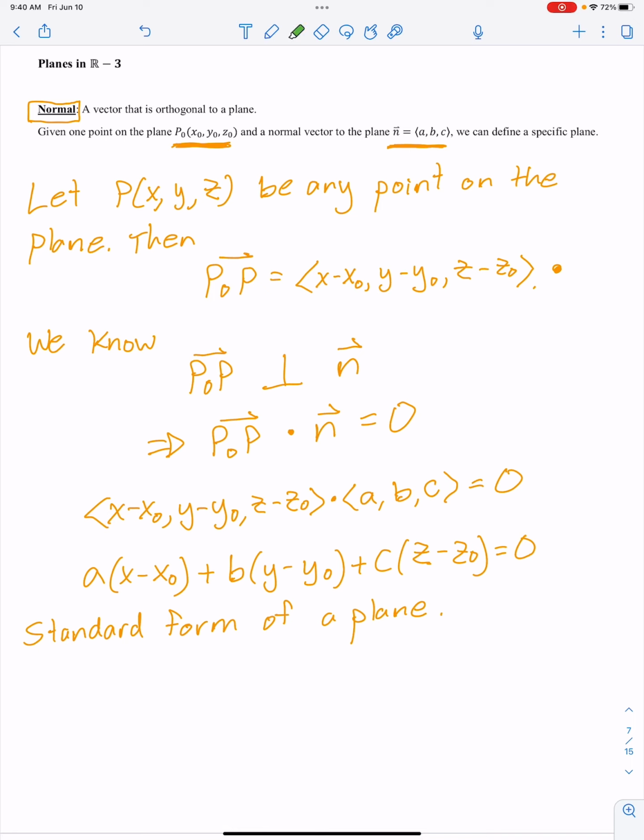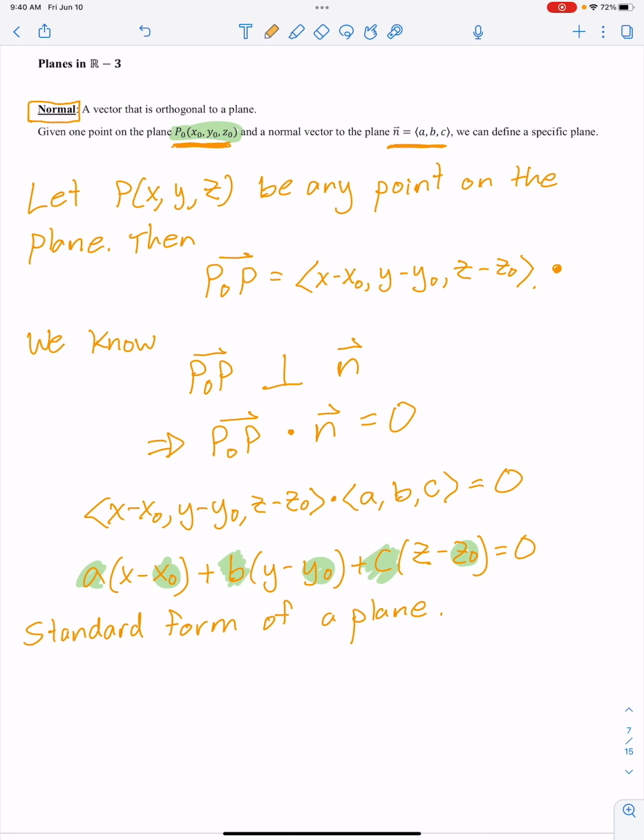Let's identify the things that we have. We have A, B, and C. A, B, and C are our normal vector. So it's a vector that is orthogonal to the plane. So as long as we can find a vector that's orthogonal to the plane, then that's what A, B, and C is. X, Y, and Z are just variables. And then the last thing we have is x naught, y naught, z naught. Remember that was a point in the plane. So the 2 things we need for a plane, if we were going to write it down, is we need a point. We also need a normal vector. So it's not one that's parallel, it's one that's perpendicular or orthogonal.